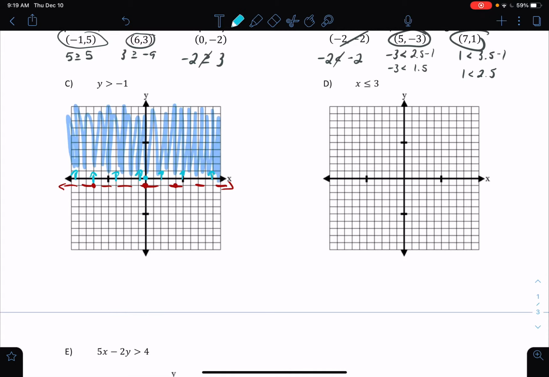What was that? What happened? There we go. All right, this whole region. I guess I should show it down here too, because it goes all the way up to the boundary line.